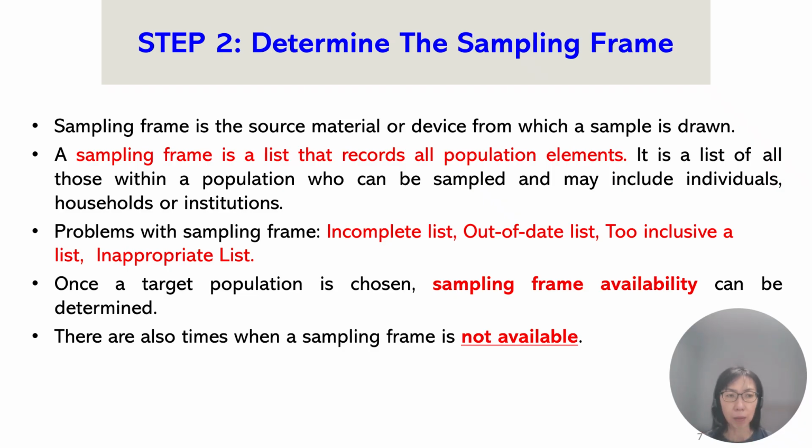But I have to say that there are often problems with the sampling frame. Most of the time, we do not have a complete list, and sometimes we do have it, but it is outdated. Another issue is a list that is too inclusive or inappropriate. I have to share my experience. Most of the time in social science research, like my area of study, organizational behavior, which often involves employees, the sampling frame is not available. So with that, I have to move on to the next approach. But just stay tuned.